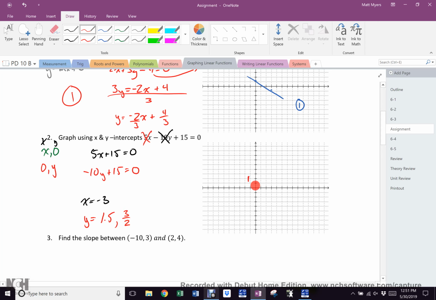Make that 1, I go up 1, 2, 3/2. There's my y. My x is negative 3. If I am keeping the same scale, how far to the left must I go? 6. And there is my line. Now, if I want the slope here, how would I find it?